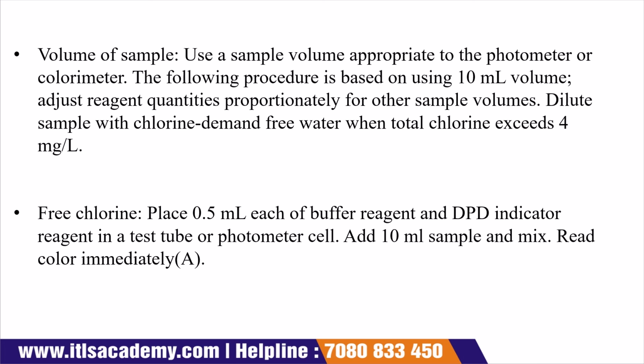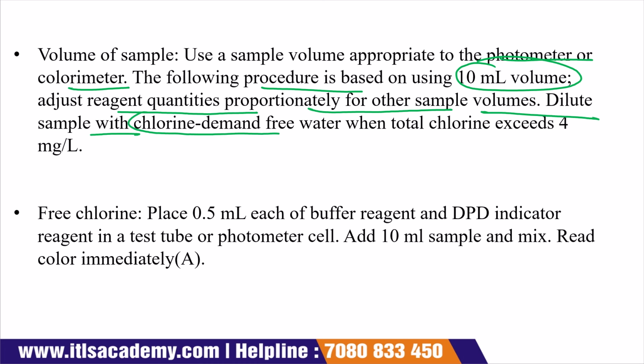Now the next step is the volume of the sample. Use a sample volume appropriate to the photometer or colorimeter. The following procedure is based on using 10 ml of volume. Adjust reagent quantity proportionally for other sample volumes. Dilute the sample with chlorine demand free water when chlorine exceeds 4 milligram per liter.